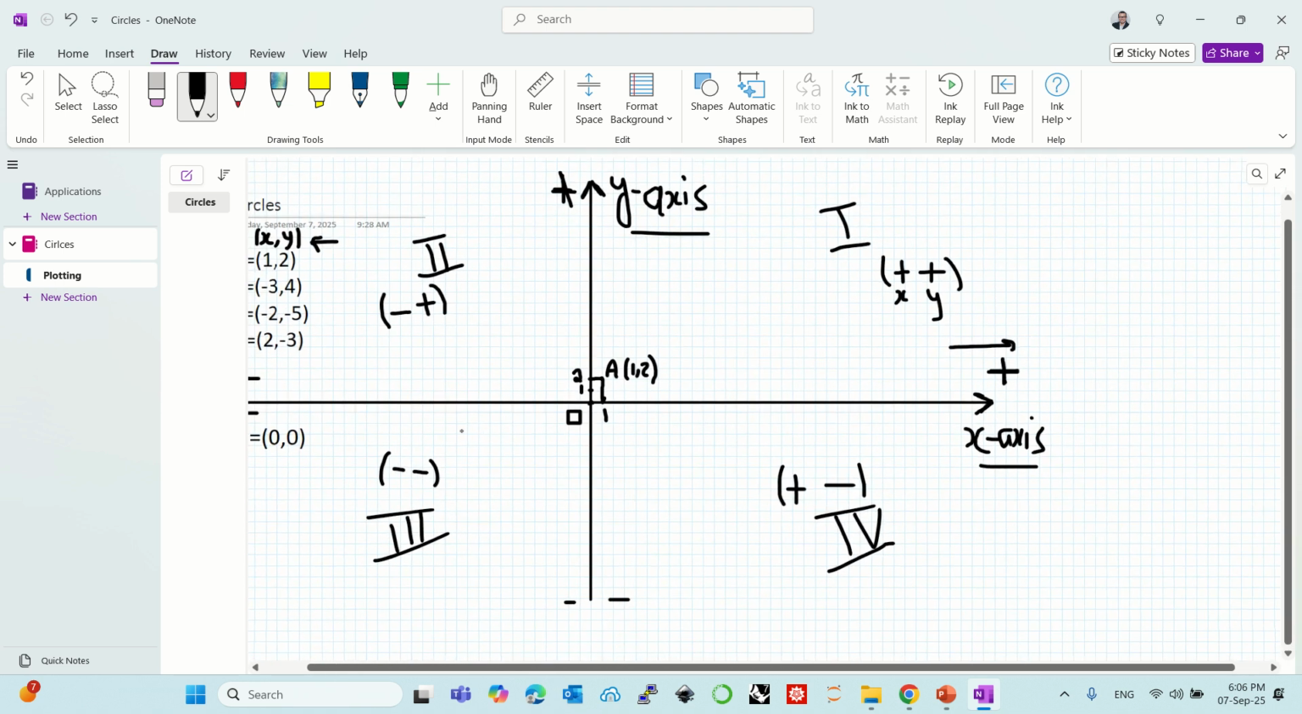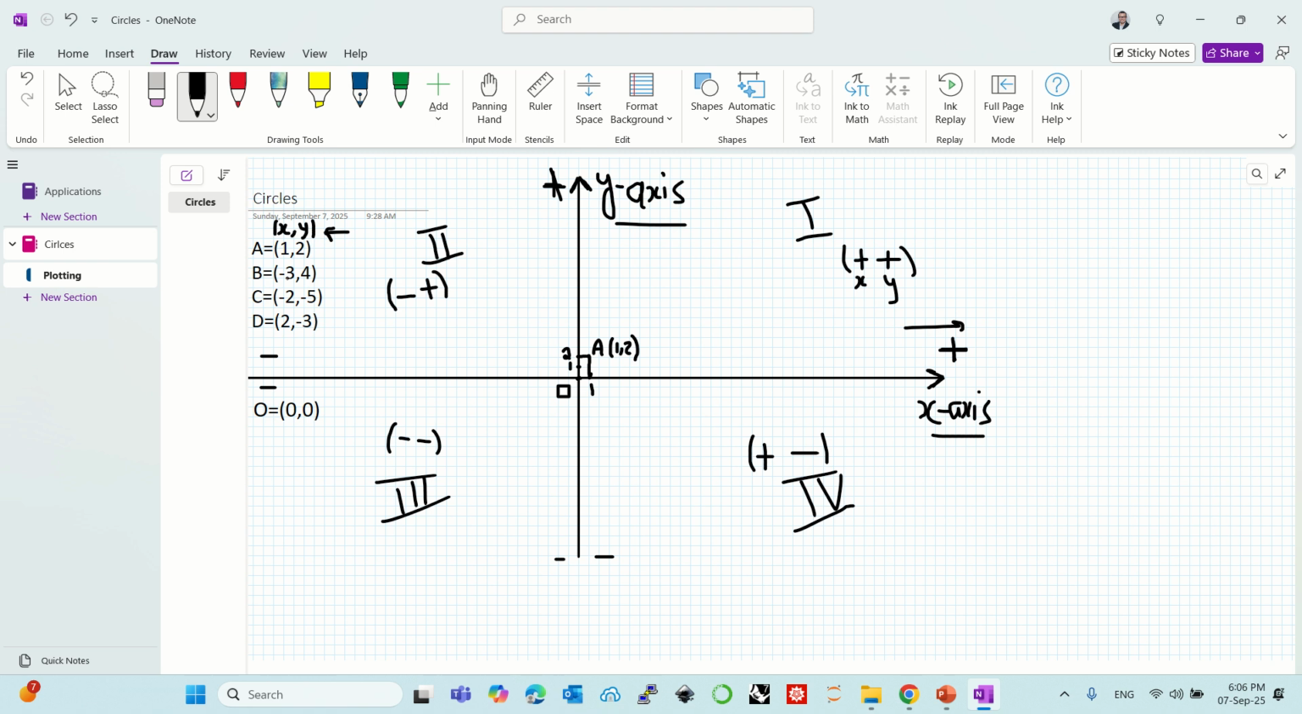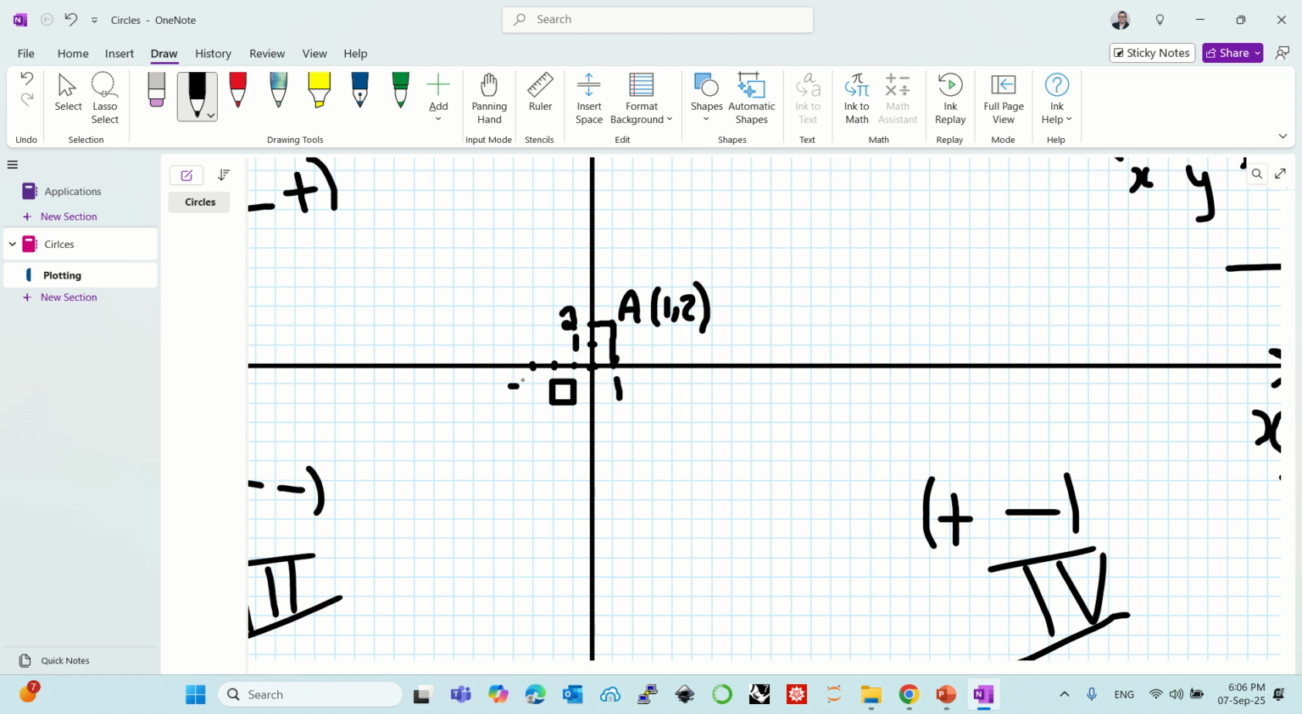Let's plot the second point. The second point B is given minus 3, 4. X is equal to minus 3 and y equal to 4. Minus 3 means the negative direction. We need to count in the negative direction of the x-axis, which means that this is minus 1, this is the second unit, minus 2, and this is minus 3.